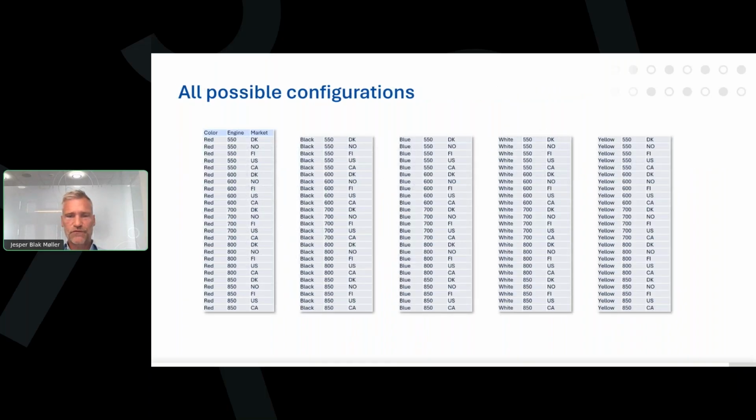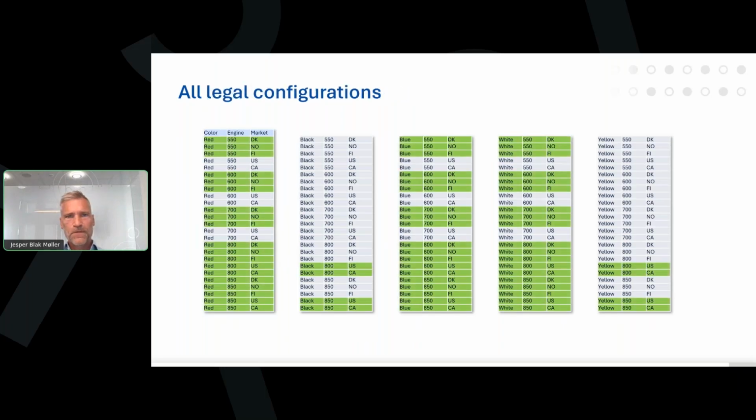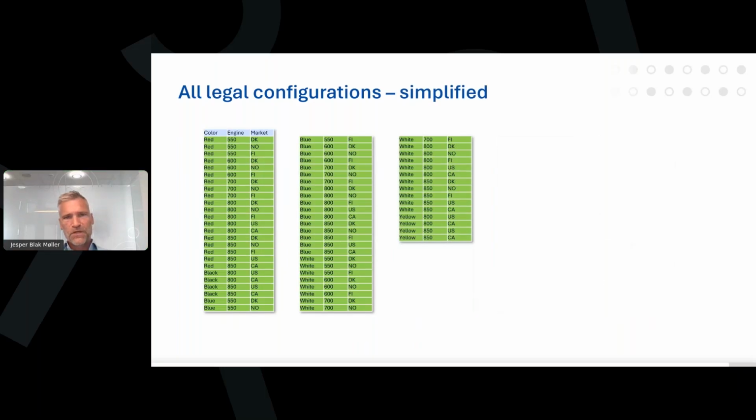So let's try this approach. Very simple algorithm to get an idea about how to solve this problem. We'll start with all the possible configurations of the snowmobile. So we have 125 of these different configurations. Then for each configuration, we'll check whether it's legal, simply by checking if the values in every single row satisfy all of the rules. And if they do, we paint the row green. So we end up with 65 legal configurations for the snowmobile.